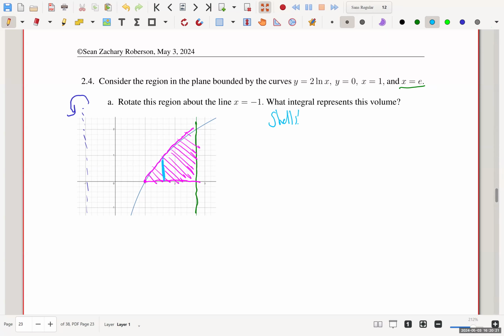The shell height should be easy. It's just log x. But what about the shell radius? The distance from a strip to the axis of rotation: right minus left. Think about the radius here. It's some x minus, we're going around x equals -1, so everything is in your favor. Do we have that clear? Are we okay with that construction?